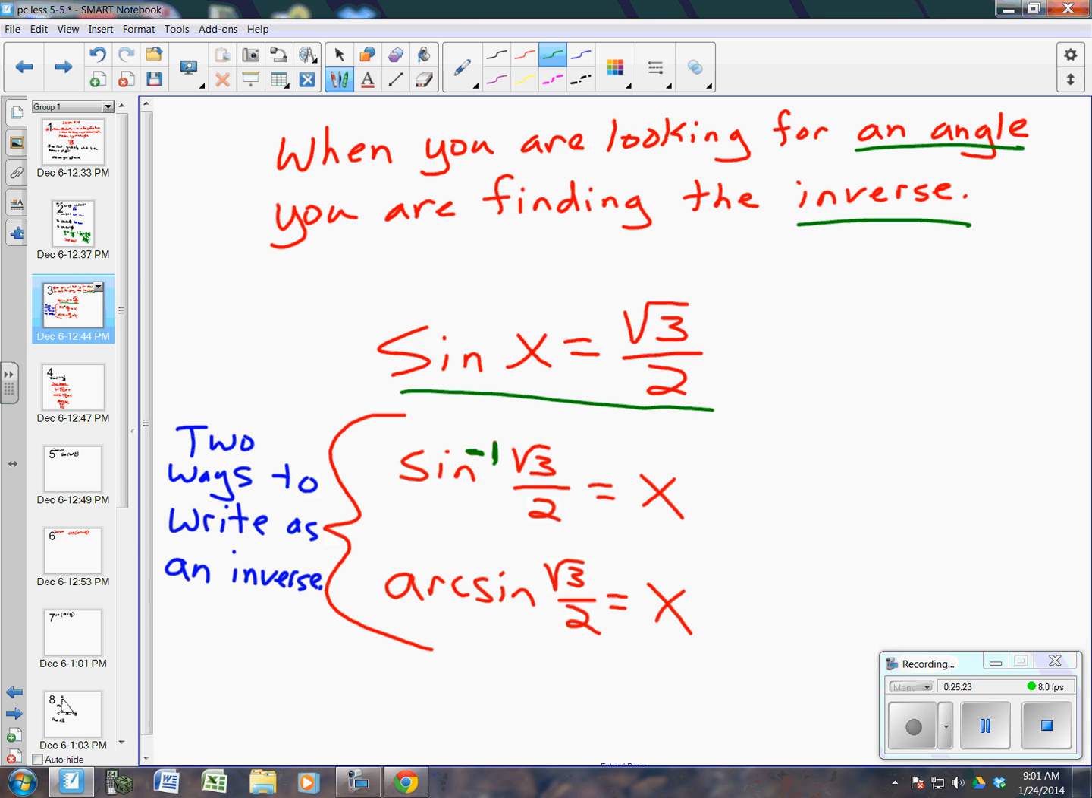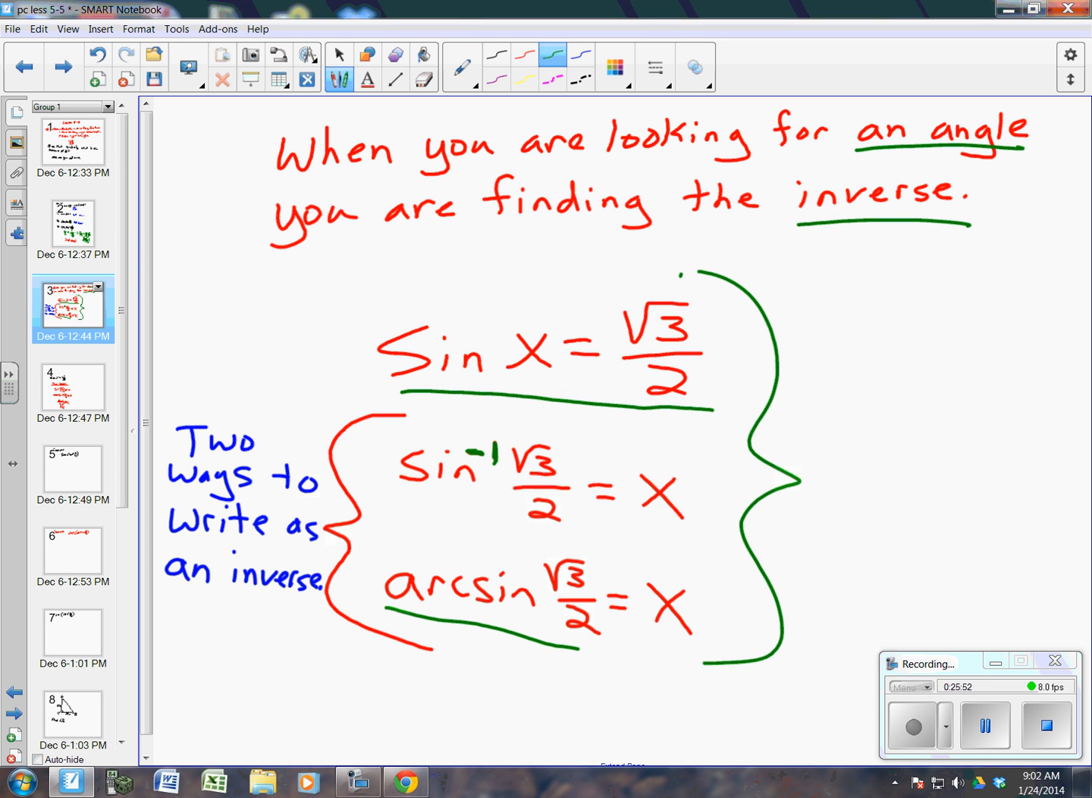Now, someone else thought that using a -1 right there was a bad idea too, so they came up with a different way of writing it. They came up with writing it as arc sine of √3/2 equals x. It means the same thing, okay? So these three things all mean the same thing. You're looking for an angle whose sine is √3/2. That's what you're looking for.